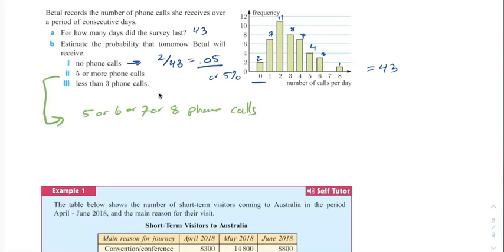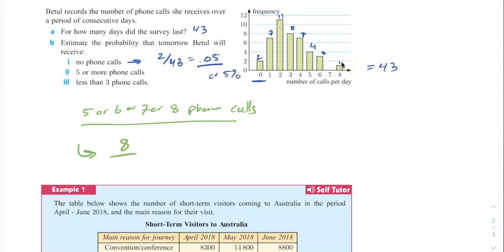Right, 5 or more, that's what that means. So how many times? We add up all those. 5 is 4, 5, we're going to add up how many times she got 5, 6, or 8 phone calls. You just add them all up. So 4 plus 3 plus 1 is 8. So that's how many days she got 5 or more phone calls.